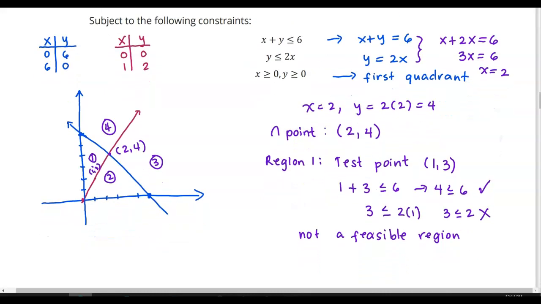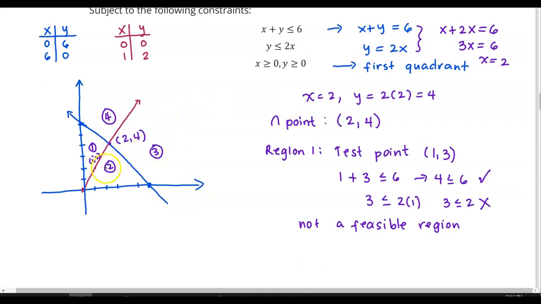So you consider a different region. For instance, let us consider region 2. If you consider region 2, you look at a test point. What would be your test point here? For region 2, the x coordinate should be greater than 2, and the y coordinate should be less than 4. So you could have 2, 3 or 2, 2, or you can also have 2, 1. Let's just have 2, 1 here. So the test point will be 2, 1.